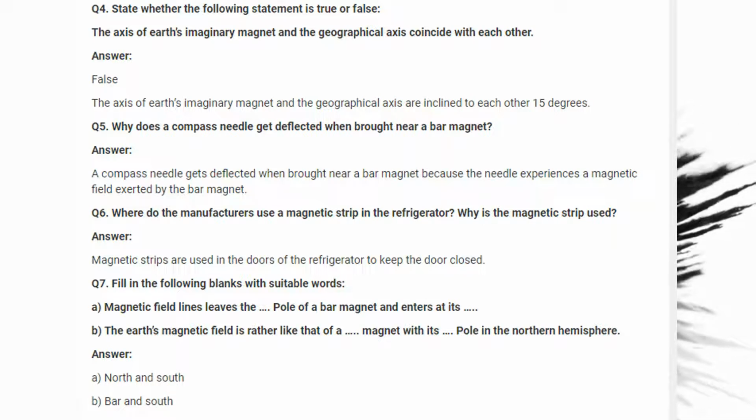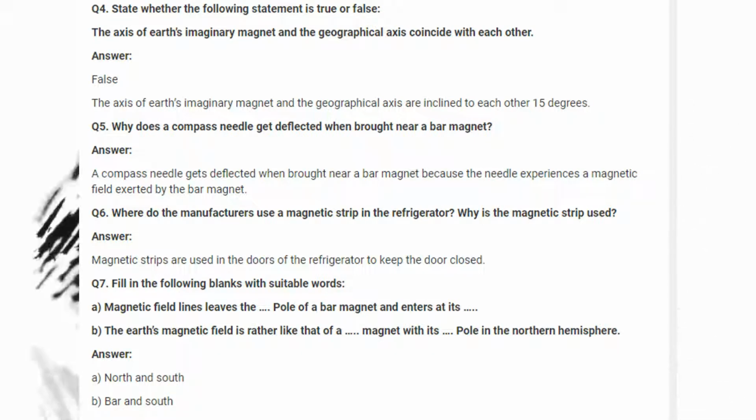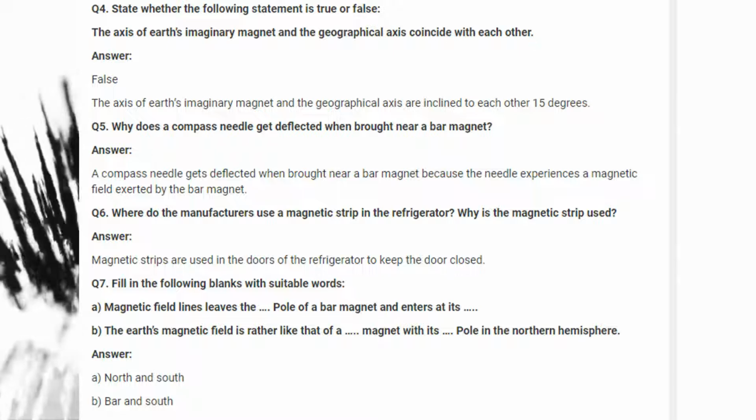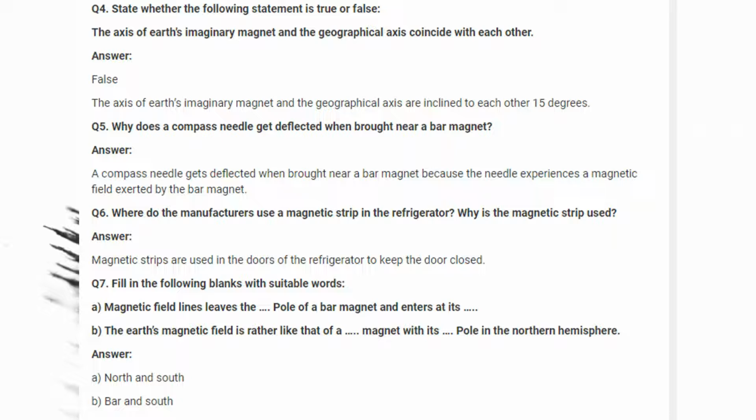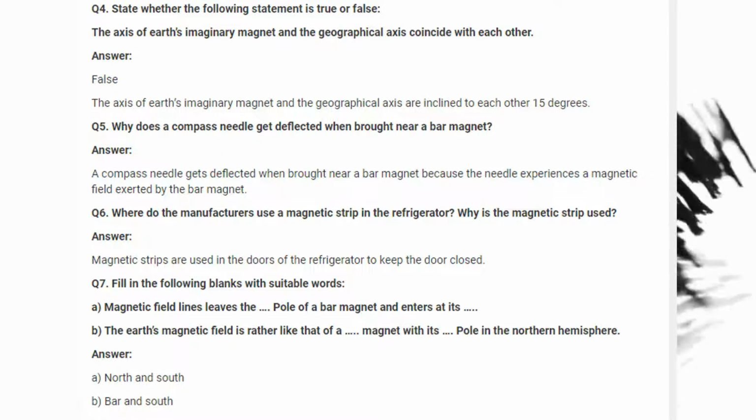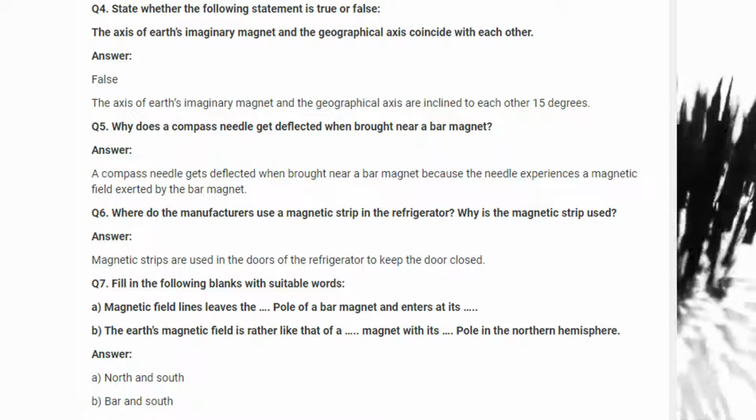Q4. State whether the following statement is true or false. The axis of Earth's imaginary magnet and the geographical axis coincide with each other. Answer: false. The axis of Earth's imaginary magnet and the geographical axis are inclined to each other at 15 degrees. Q5. Why does a compass needle get deflected when brought near a bar magnet? Answer: a compass needle gets deflected when brought near a bar magnet because the needle experiences a magnetic field exerted by the bar magnet.